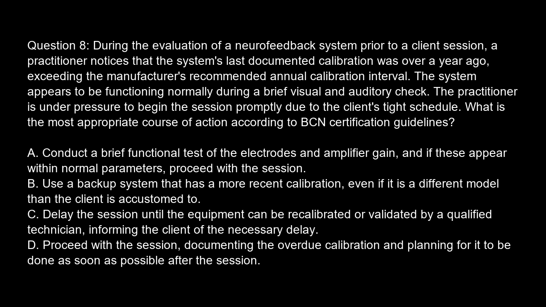Option A. Conduct a brief functional test of the electrodes and amplifier gain, and if these appear within normal parameters, proceed with the session. Option B. Use a backup system that has a more recent calibration, even if it is a different model than the client is accustomed to. Option C. Delay the session until the equipment can be recalibrated or validated by a qualified technician, informing the client of the necessary delay. Option D. Proceed with the session, documenting the overdue calibration and planning for it to be done as soon as possible after the session.